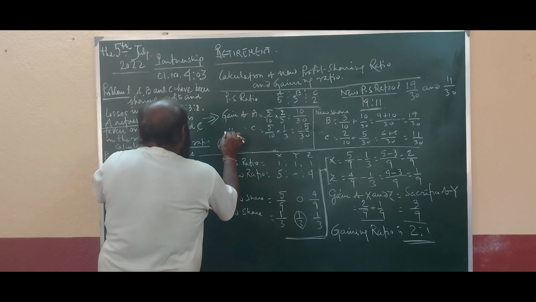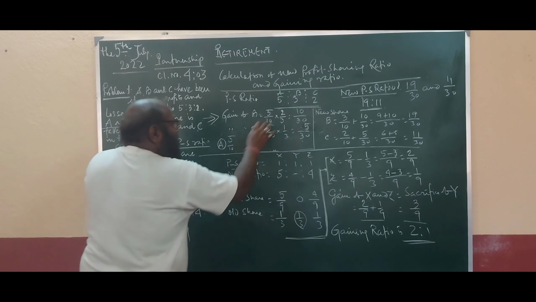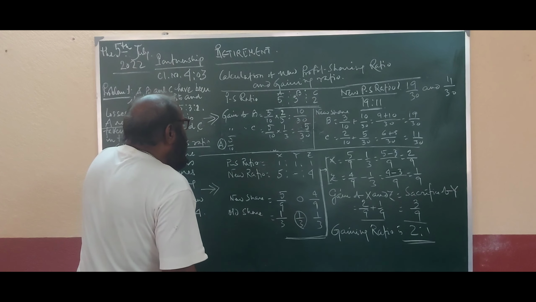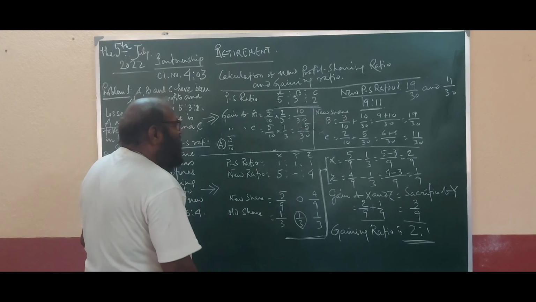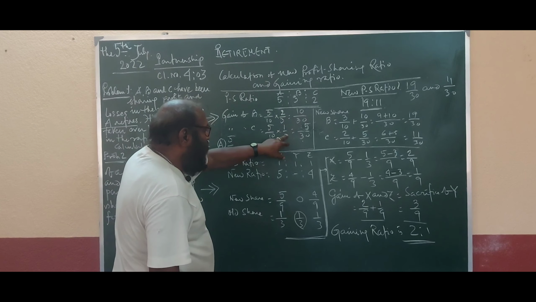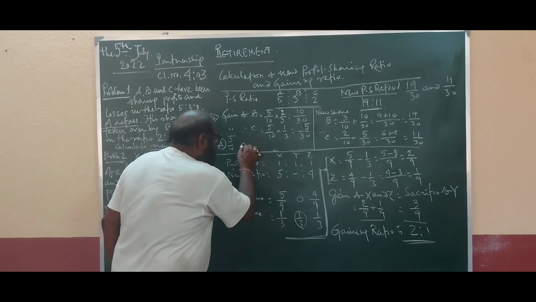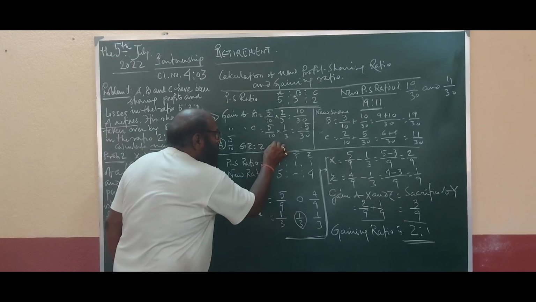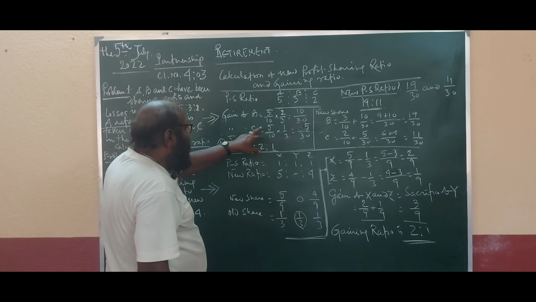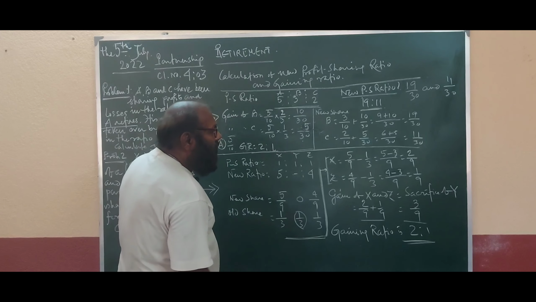Now the sacrifice of Mr. A, what is the amount? That is 5/10. This 5/10 is being taken over by B and C in the ratio of 2:1. So the gaining ratio, GR, is 2:1. Clear? Now, what would be the new ratio? How do you calculate, friend?